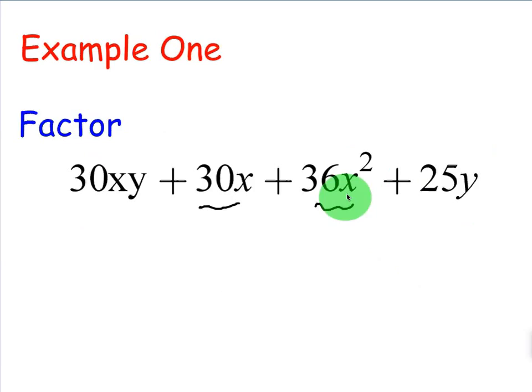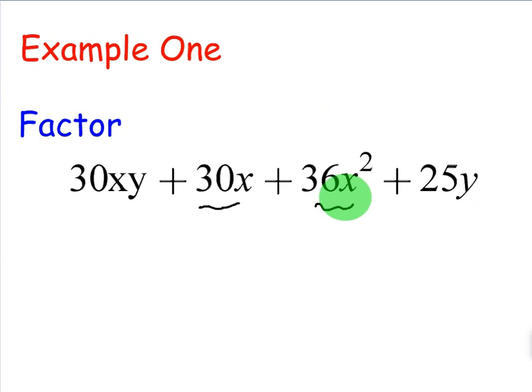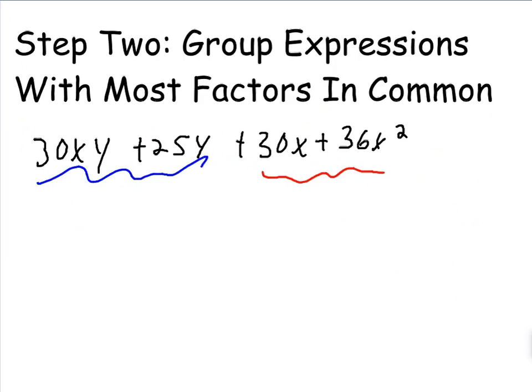But again, I can't say it enough. Most of you could probably see it without having to do that first step because it does take a while to break all that down. So that leads us to the next step. We're just going to group those expressions together. So we're going to group the 30xy with the 25y, and we're going to group the 30x and the 36x squared. Okay, this is why it's called factor by grouping, because you have to group 2 terms that are alike. They come in pairs, so you'll have 2 pairs.